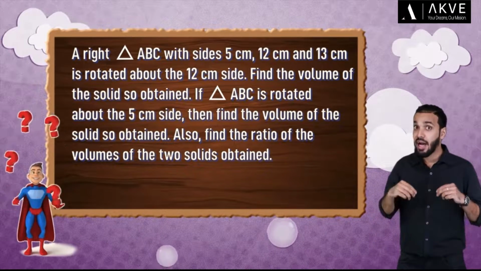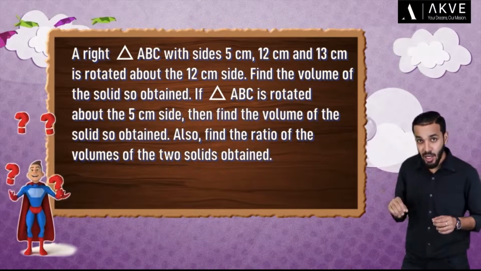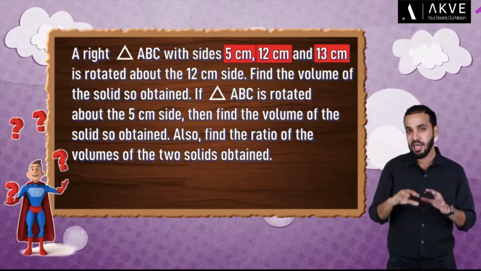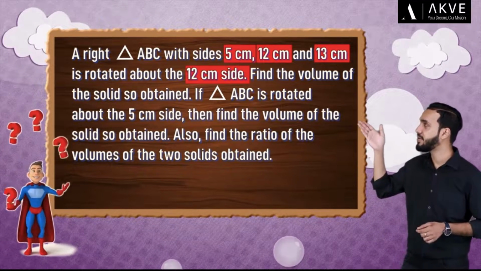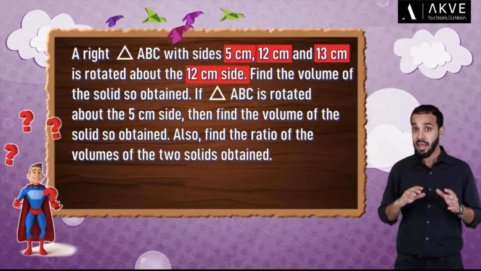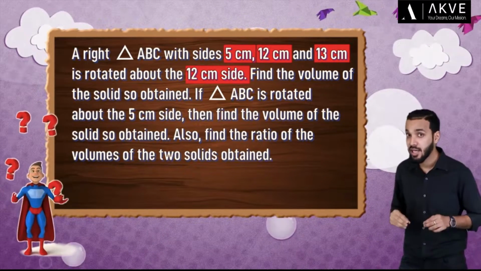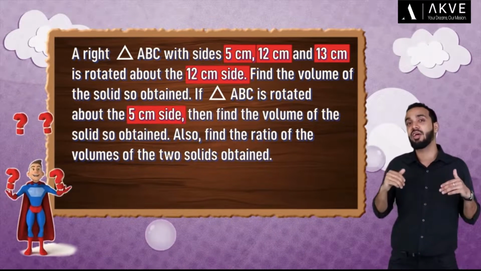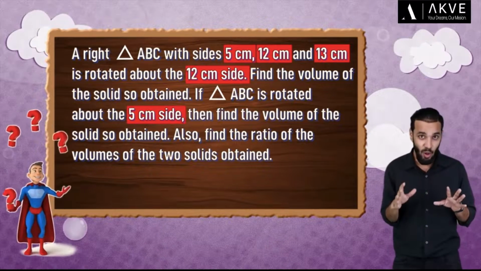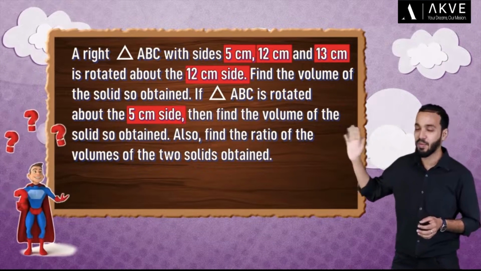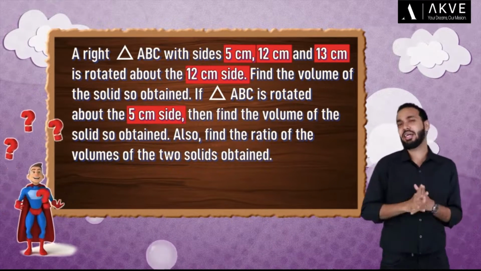It states that a right triangle ABC with sides 5 cm, 12 cm and 13 cm is rotated about the 12 cm side. Find the volume of the solid so obtained. If the same triangle ABC is rotated about the 5 cm side, find the volume of the new solid so obtained. Also, find the ratio of the volumes of the two solids obtained. Sounds tricky? Isn't at all. Let's just visualize and find out.